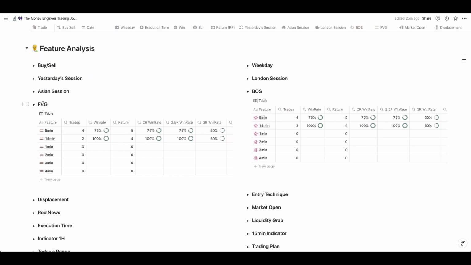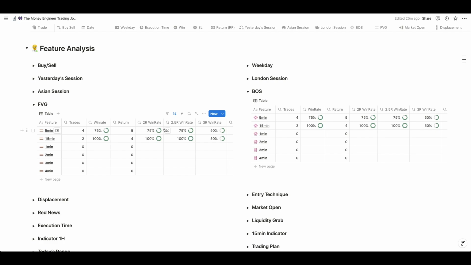So for the fair value gap, we saw that we had 4 trades that had the fair value gap on the 5-minute, and we got a 75% win rate. And this gives us a return of 5R because I was taking profit at a 1 to 2 every time. But on the 15-minute, we had only 2 trades which worked on the 15-minute, but this gives us a win rate of 100% with a return of 4R. So we saw that we had a higher win rate but less return.